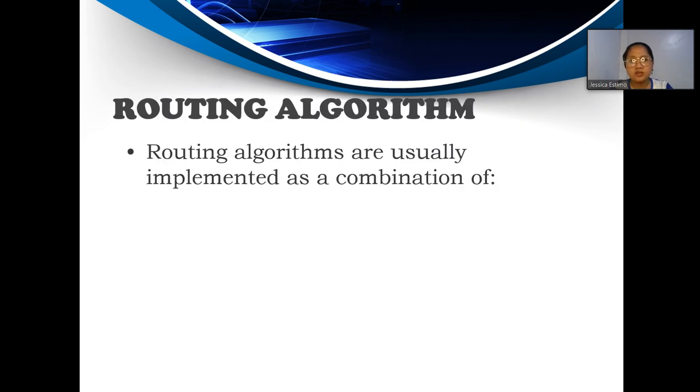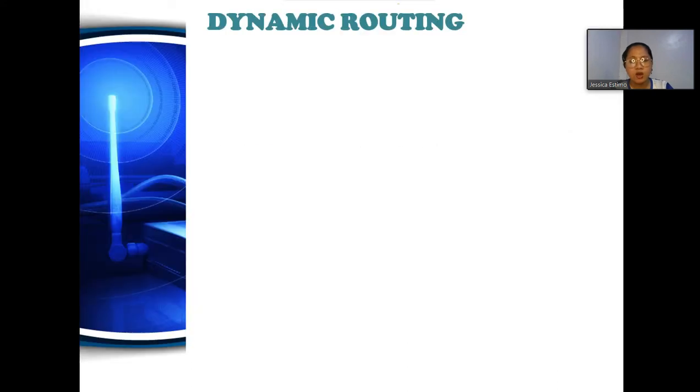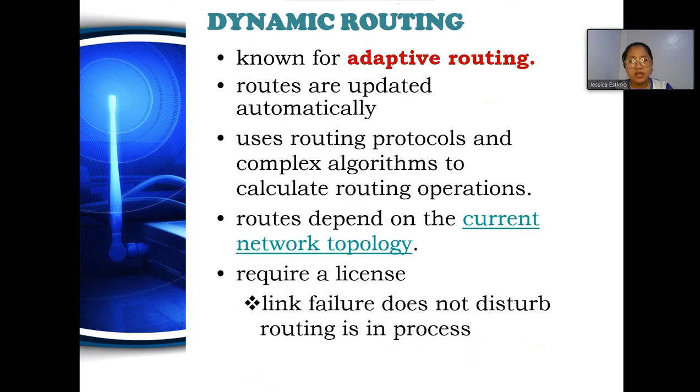Routing algorithms are usually implemented as a combination of dynamic, real-time calculated, and static factors specified by the network administrator. When we say dynamic routing, it is also known as adaptive routing. Routes are updated automatically. It uses routing protocols and complex algorithms to calculate routing operations. Routes depend on the current network topology. It requires a license, and link failure does not disturb routing in the process.